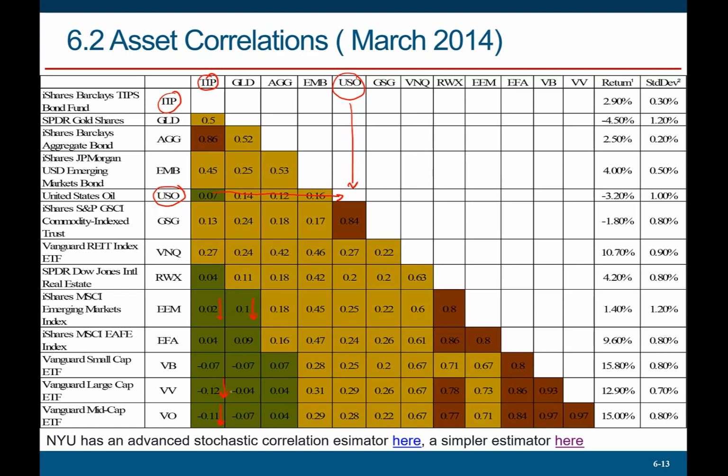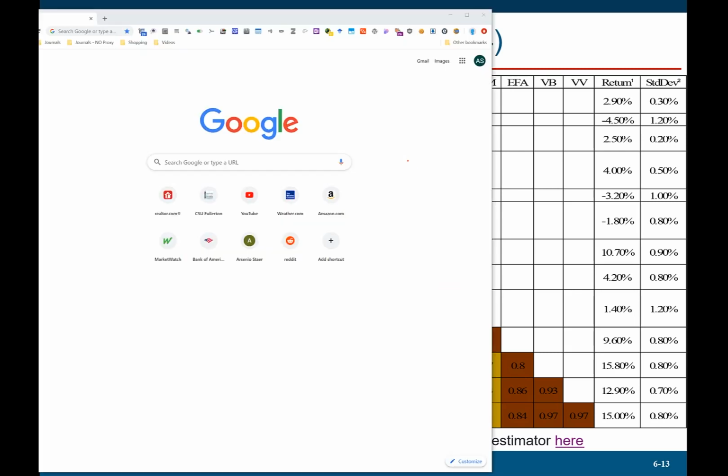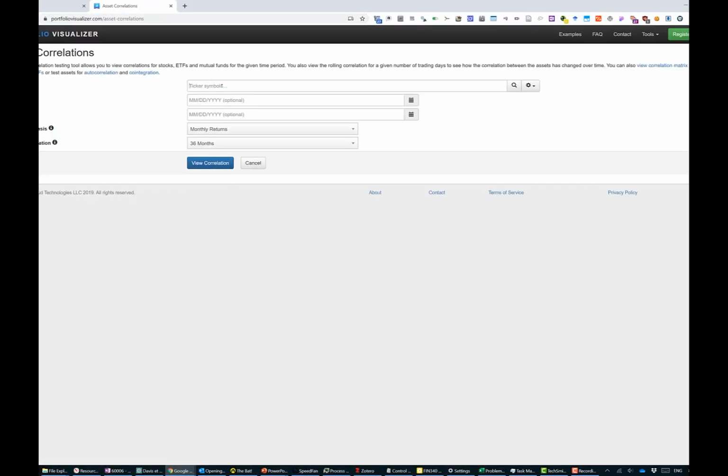So let's see how we can create one of these matrices. We're going to use portfoliovisualizer.com. Let's put in Tesla, AAPL, SPY. Tesla, Apple, and SPY, which is an ETF for the S&P 500, which by now you should be quite familiar with, because you probably have that ETF in your portfolios.